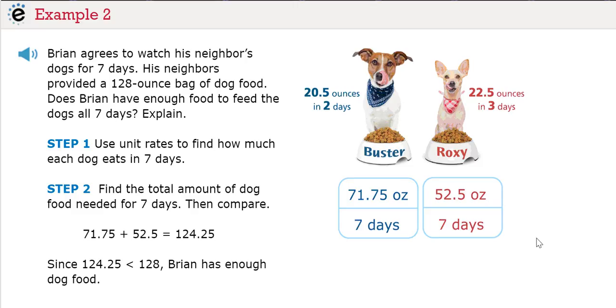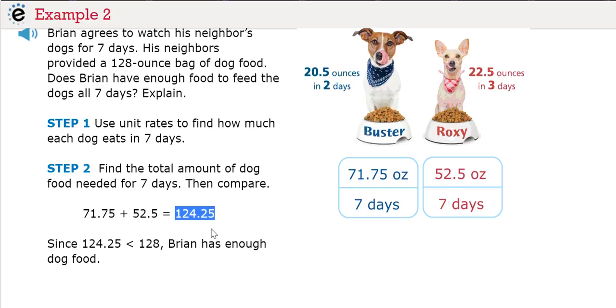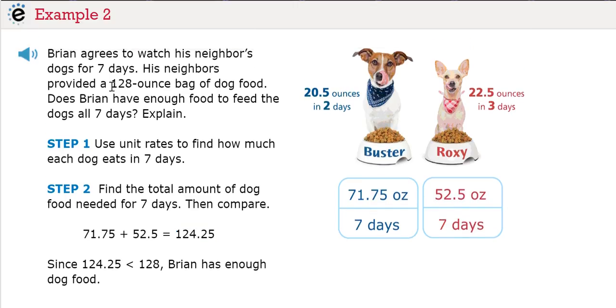Now we need to find the total amount of dog food needed for all 7 days, which involves the second step of the problem: adding Buster's food and Roxy's food. Over here we see a very simple setup, adding these two numbers together and coming up with a total of 124.25. From here we can compare that to our bag of dog food, and we're able to realize that Brian does have enough dog food. That's our walkthrough of example 2.